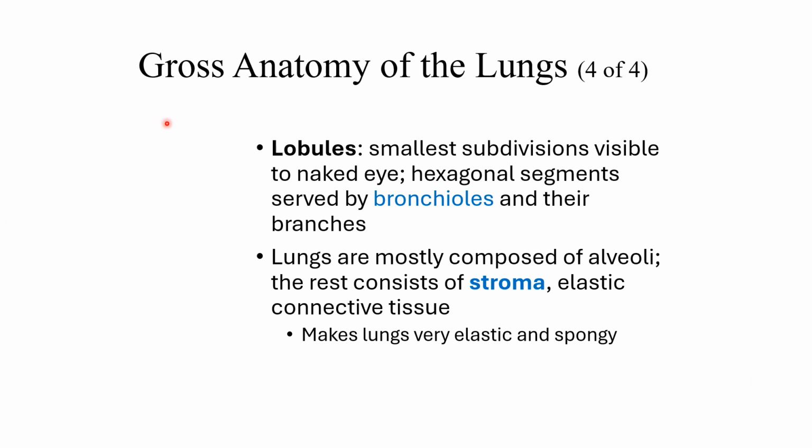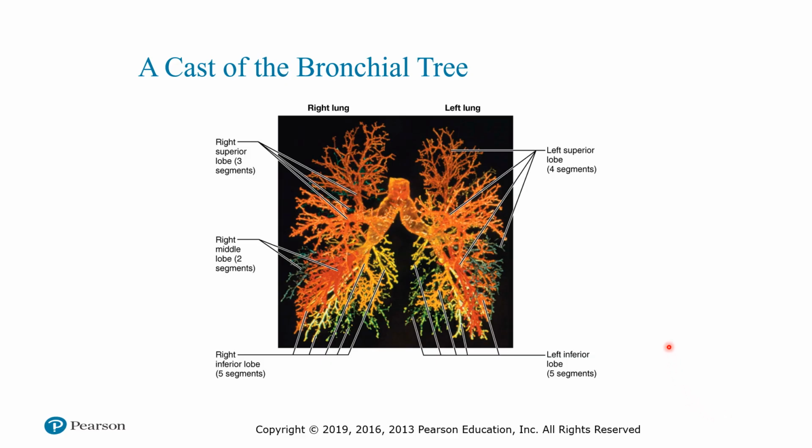These segments are further divided, and the smallest subdivision visible to the naked eye is known as a lobule. Lobules are hexagonal segments, and they are served by bronchioles and their branches. And most of the lungs are composed of alveoli, like we discussed before. Alveoli are present in large number. And other than the alveoli, we have stroma, and stroma consists of elastic connective tissue. This is just a cast of the bronchial tree, and it is showing different lobes and segments.